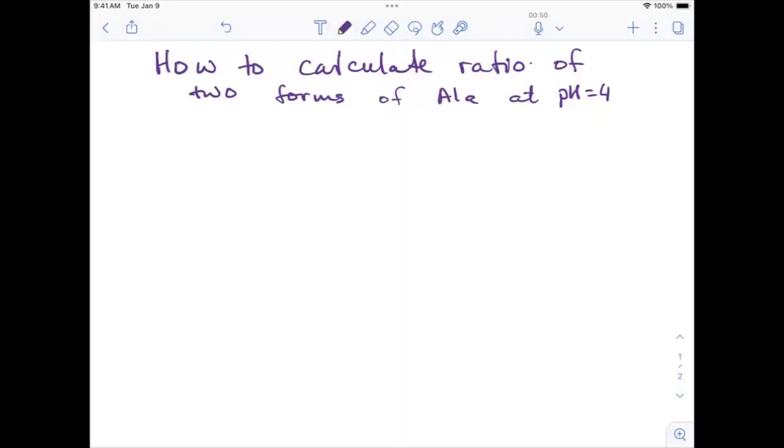Let's figure out how to calculate the ratio of two forms of alanine at pH 4. The first place to start is to look up the amino acid sheet and draw the alanine. I'm going to draw it, and I recommend you do too, always in fully protonated form. All amino acids have an NH3 plus amino group, CH, C double bond O, OH carboxyl group, and the R group. The R group is a side chain, and for alanine, it's just going to be CH3.